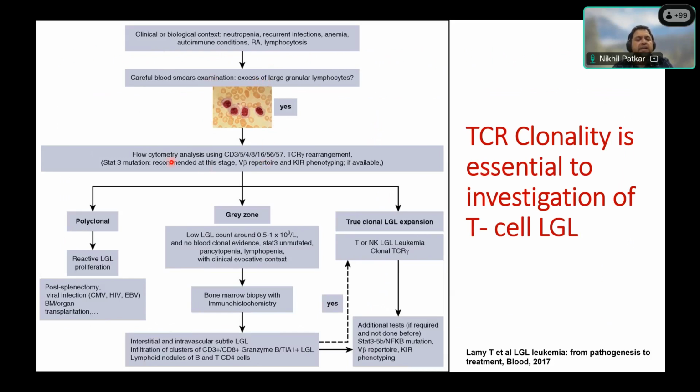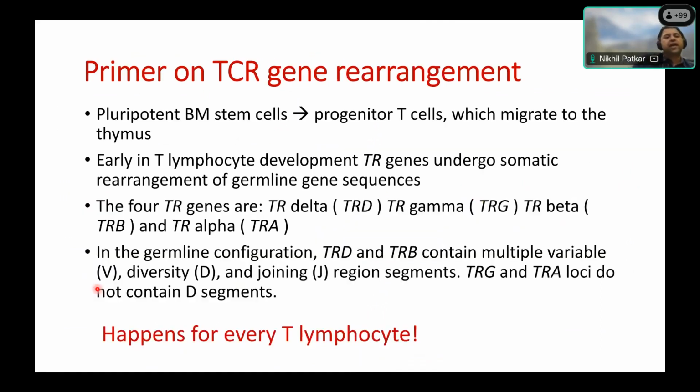You then need to perform flow cytometry to show that there is a T cell population clone, and then do T cell clonality testing to show the presence of an abnormal clone. So what is T cell clonality testing? T cells develop from the bone marrow as progenitor T cells, which then migrate to the thymus, and in the thymus they undergo somatic rearrangement of germline sequences.